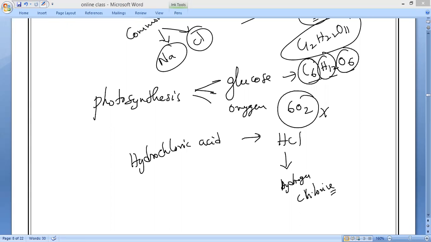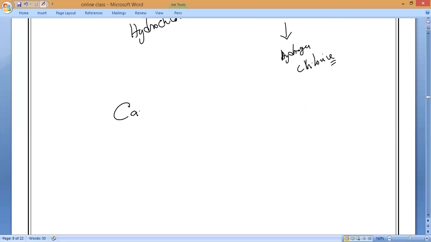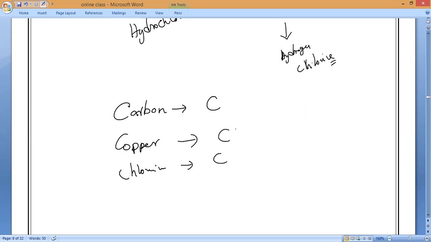Now if you notice here, as I told you, what is the symbol of carbon? C. Next coming copper, next coming chromium. Is it possible to choose C for everything? No, sir. We cannot represent every element with the same symbol.